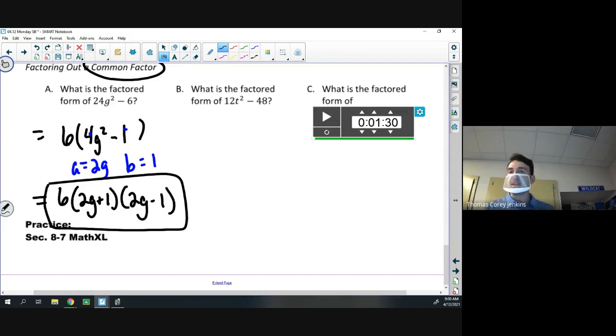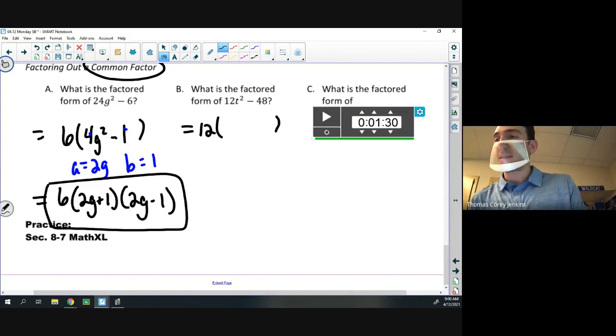Andrew, tell me what the GCF on looking at B is. What's the GCF? Yep. 12. All right. Now the next person's going to tell me what's left after I divide 12t squared and minus 48 by 12. So Gannon, can you tell me what goes in the parentheses?